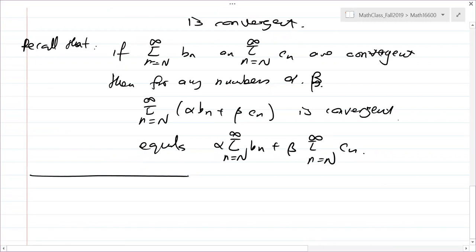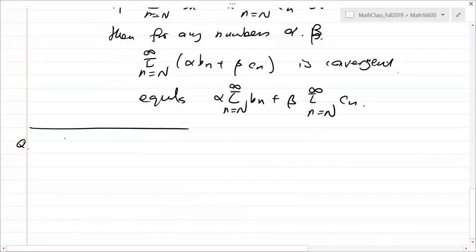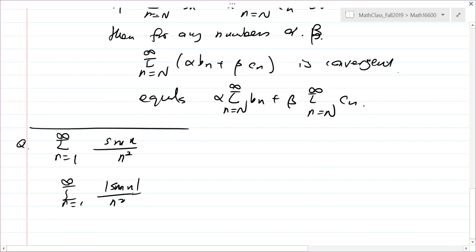So if the nth term is sometimes positive, sometimes negative, but the absolute value of the nth term gives you a series which is convergent, then it's convergent, okay? So let's take a look at the example, sine n over n squared. So this is the nth term. It could be negative or positive. You cannot apply the comparison test to do this problem. But you consider this, right? Now you can apply the comparison test to this problem.